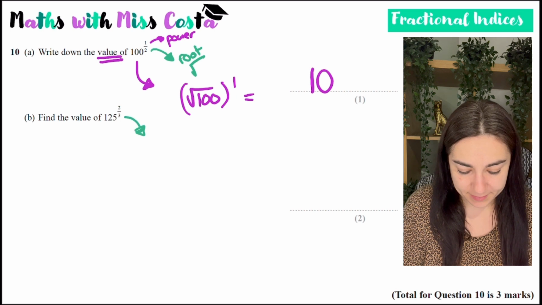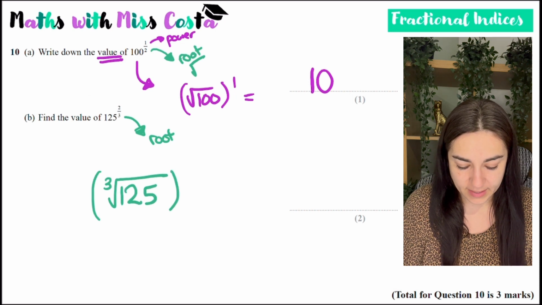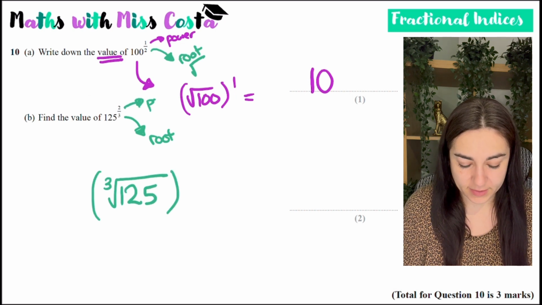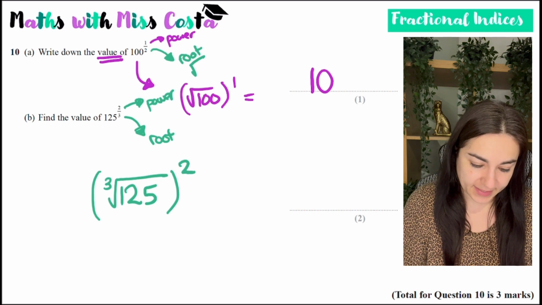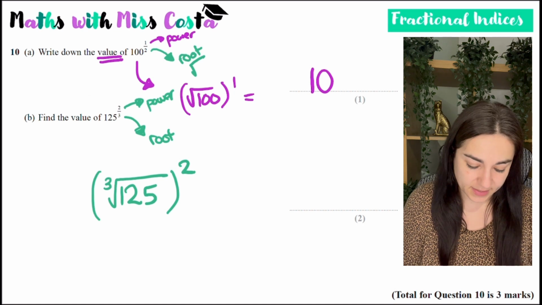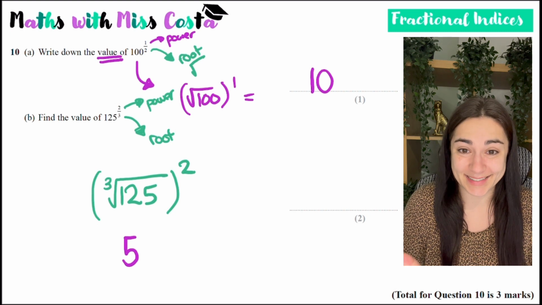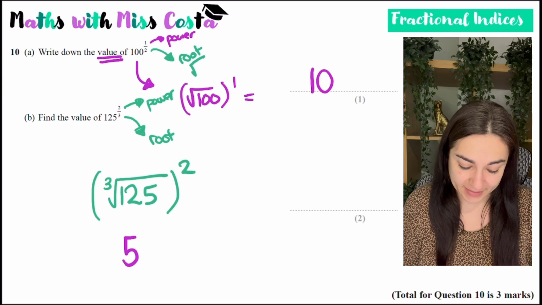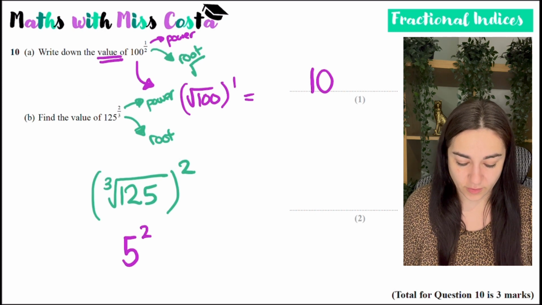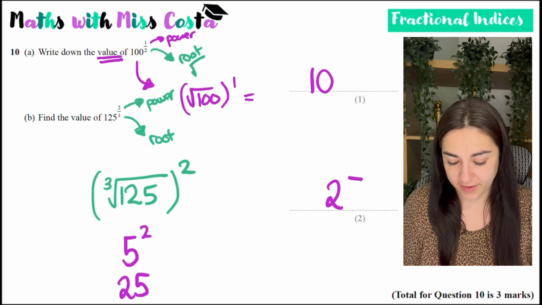Similarly, I do exactly the same thing over here. With fractional indices, this tells me what I want to find the root of. So I'm going to do the cubed root of 125. And then this tells me what I need to do it to the power of. So I need to then do it to the power of 2. So first, let's work out the cubed root of 125. Well, the cubed root of 125 is 5. Hopefully you know your cube numbers up until at least 10, because it's important to be able to recognize them, especially on a non-calculator paper. And then you've got 5 squared. And what's 5 squared? 25.